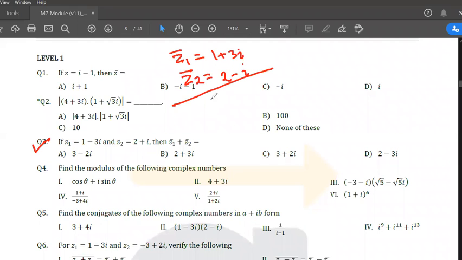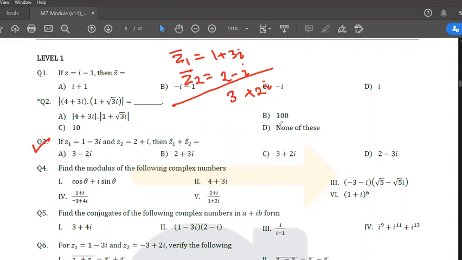Add them. What you will get? 2 plus 1, 3. Then minus 2i. What is the answer? See, that's the thing now. You have to be smart, right? Sorry, 3 plus 2i. Okay? Yeah, 3 plus 2i. So C. 3i minus i, na? 3 plus 2i.